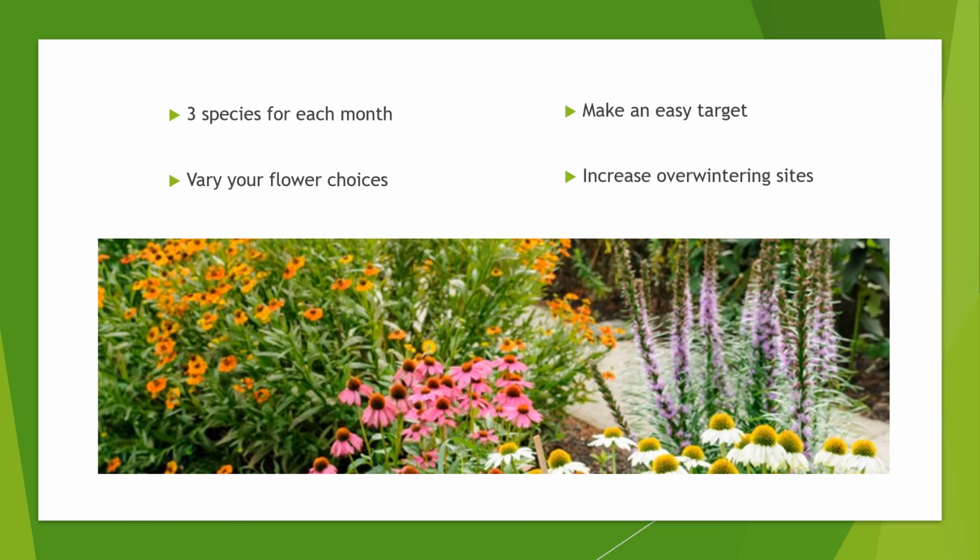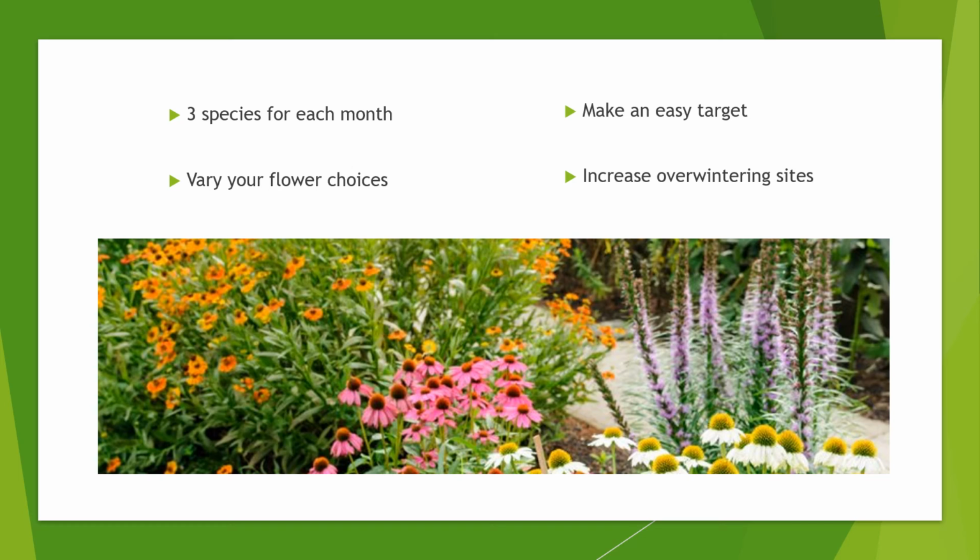You want to grow differently shaped flowers and differently colored flowers to attract different pollinators. Different pollinators have different kinds of vision, eyesight. They'll see colors differently, they'll see shapes differently, and they'll be attracted to different things. So you want to grow a variety of wildflowers and perennials.